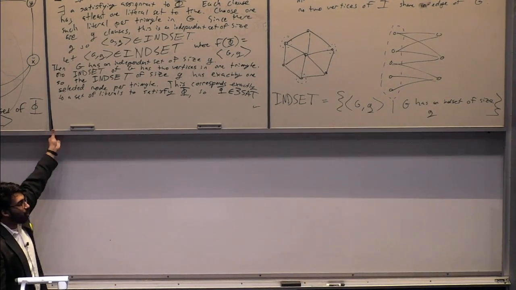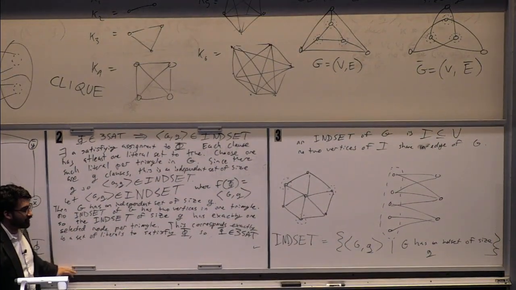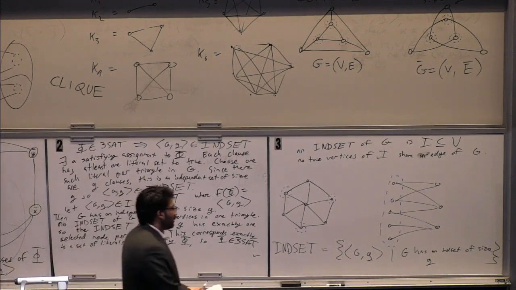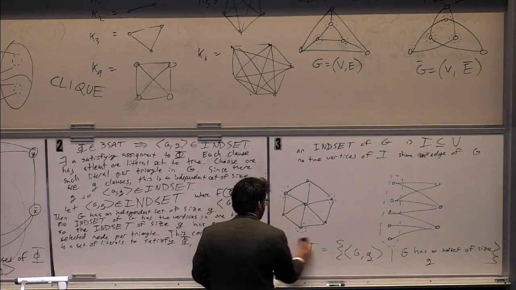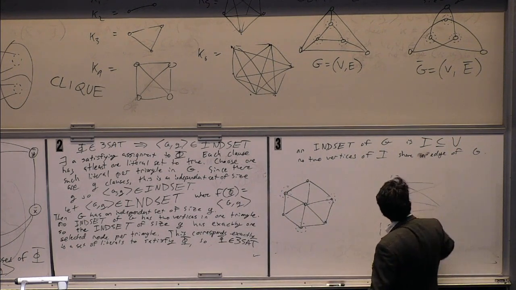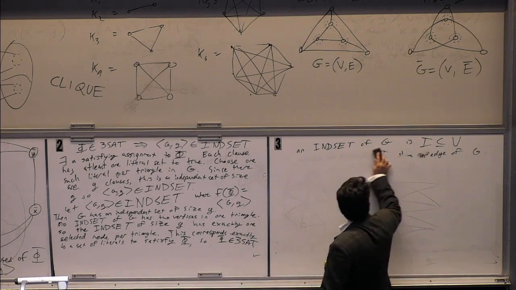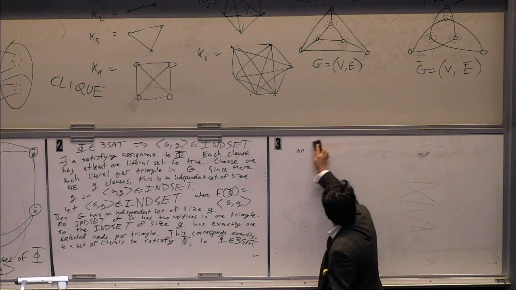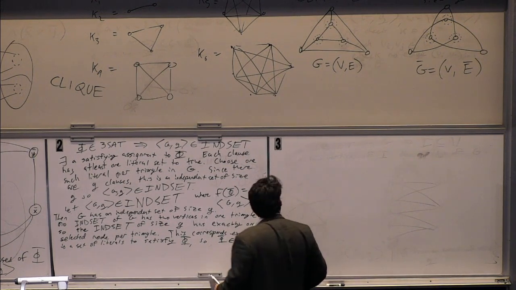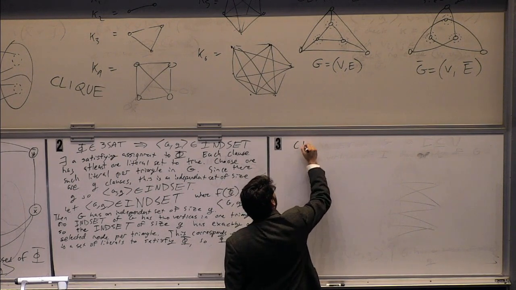In class, we're going to do mostly the hard reductions. So you have NP-complete problems to work with, like independent set. The reduction from 3-SAT to independent set is a challenging reduction. This one is fairly easy. So first, we're going to show that clique is in NP.